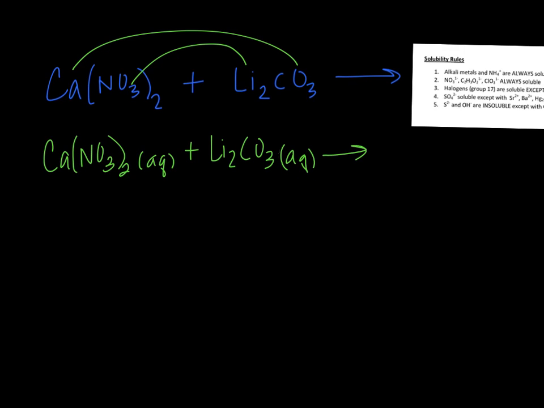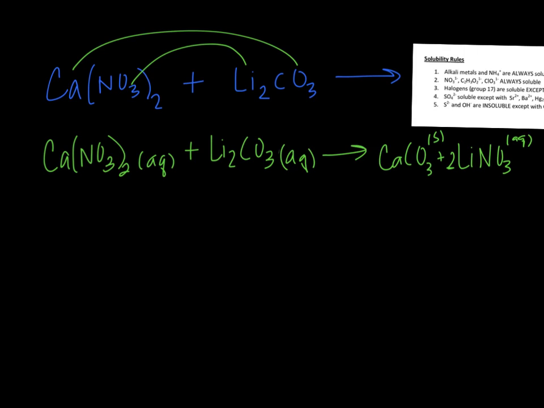And then I get, as a product, lithium nitrate and calcium carbonate. So I've got calcium carbonate and lithium nitrate. Now I need to balance this reaction. Oh, this one's a solid, and this one is aqueous. So I need to balance it. I need 2 of these because I've got 2 lithiums and 2 nitrates. And so this is my molecular equation.